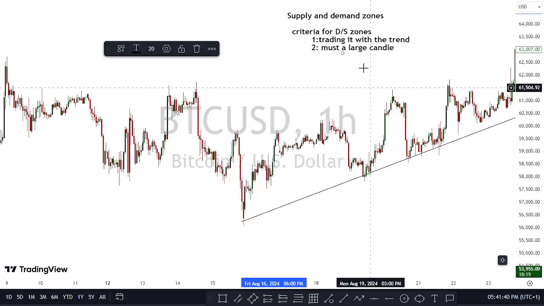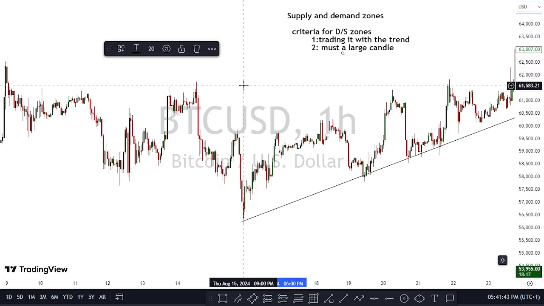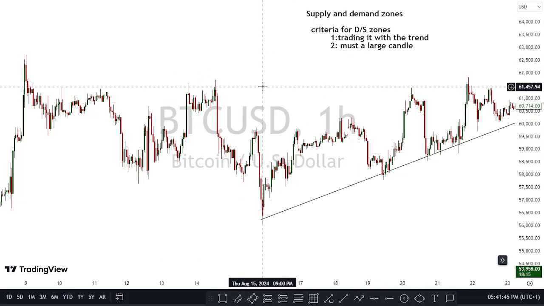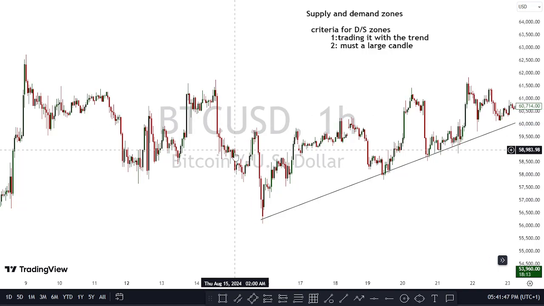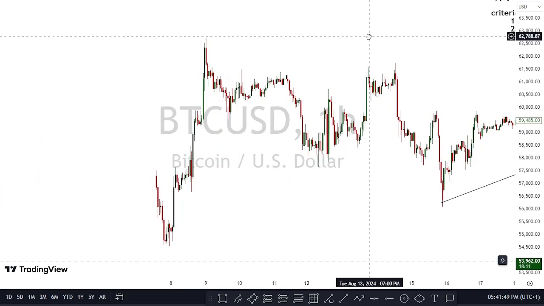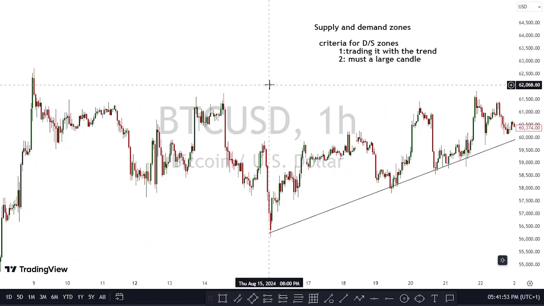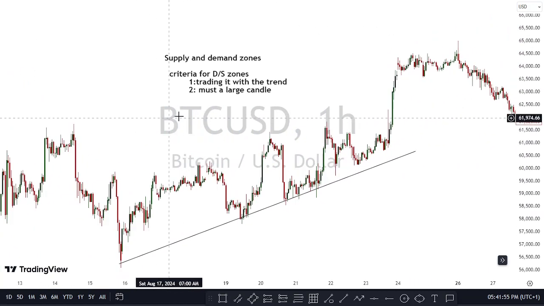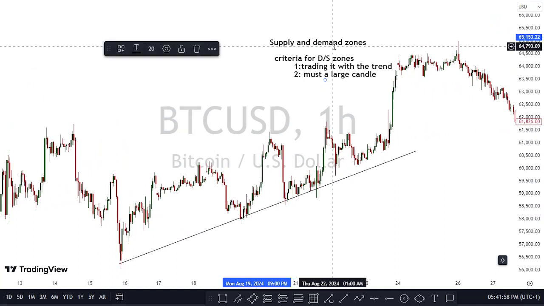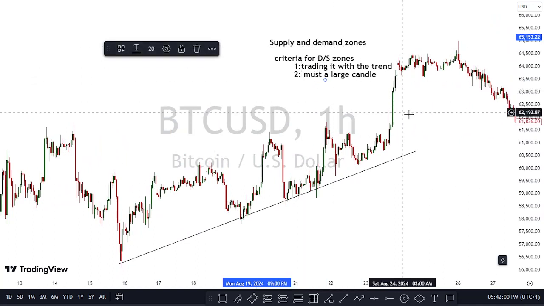All right. So now, why do I say it must be a large candle? Because that is what I believe, and that is what it is when we see markets breaking structures. Because that's what we believe is when big money stepped into the market. And mind you, supply and demand applies everywhere. It applies in all time frames, everywhere.